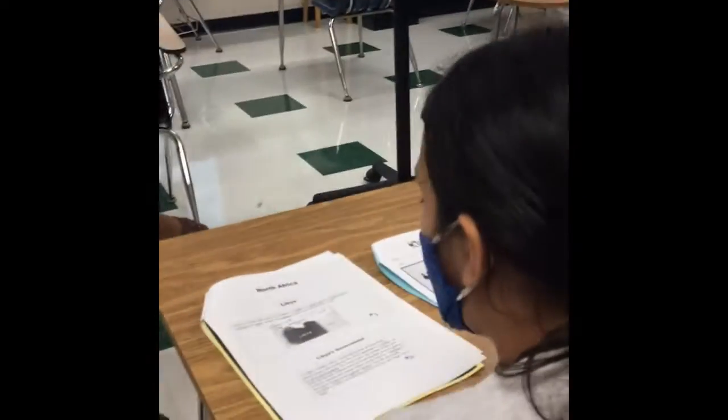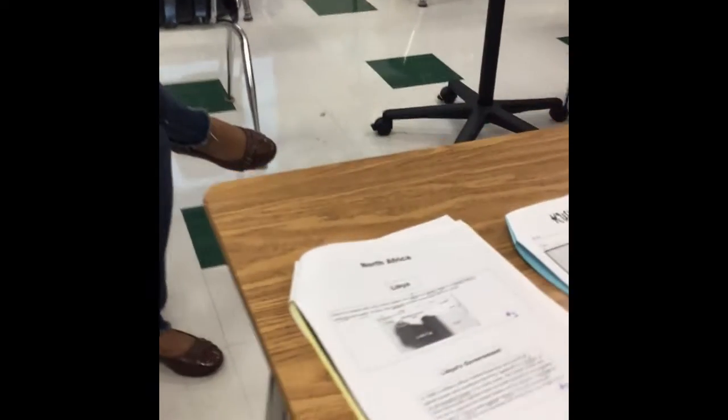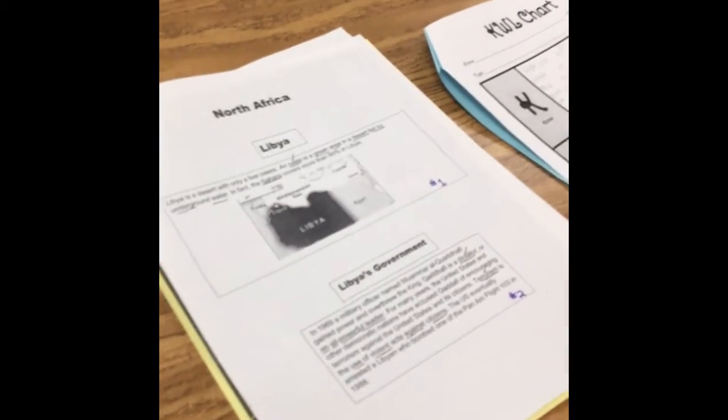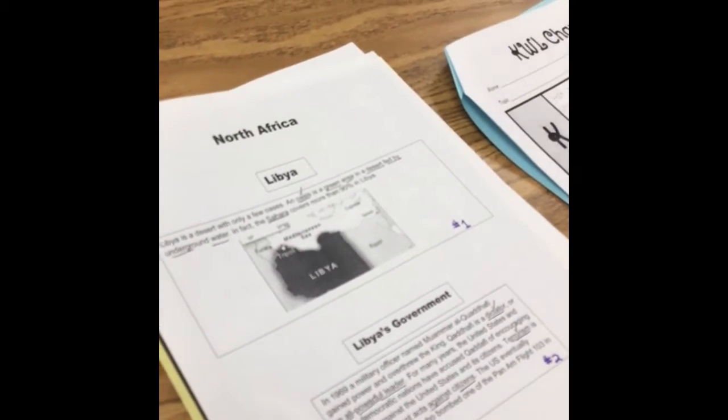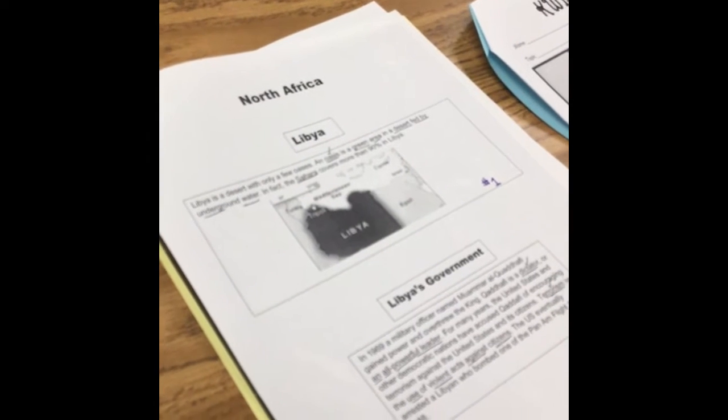Okay, Libya. Libya is a desert with only a few oases. An oasis is a green area in a desert fed by underground water. In fact, the Sahara covers more than 90% of Libya. Very good. Well, she just said a vocabulary word. Jamie just said a vocabulary word.